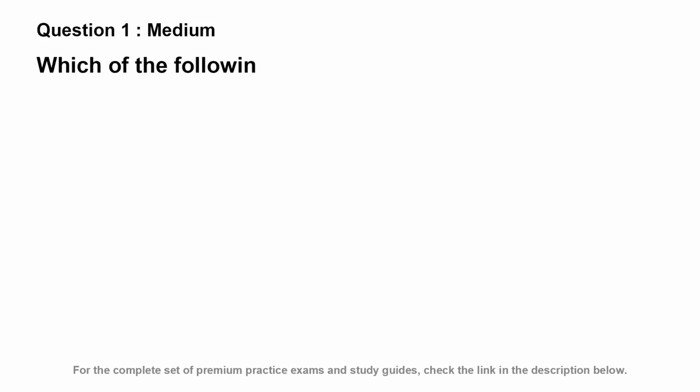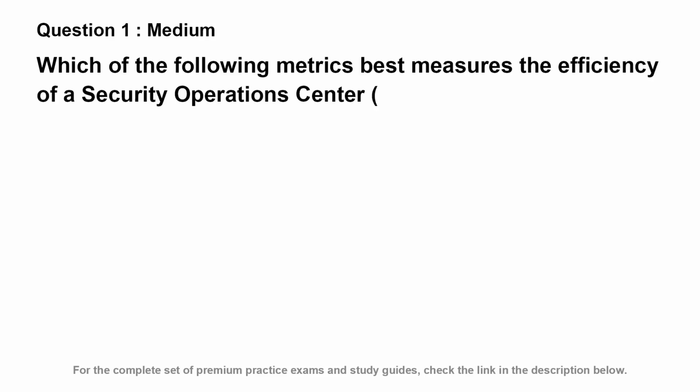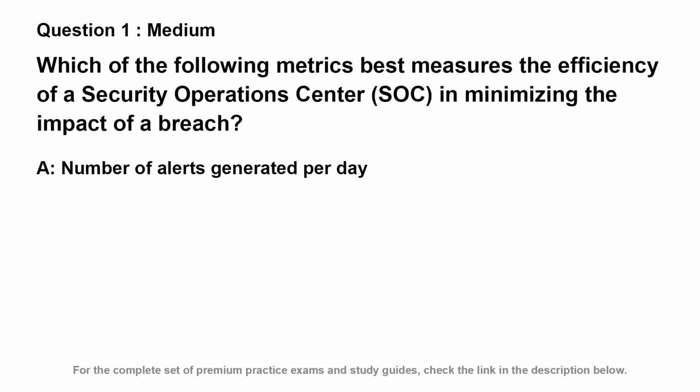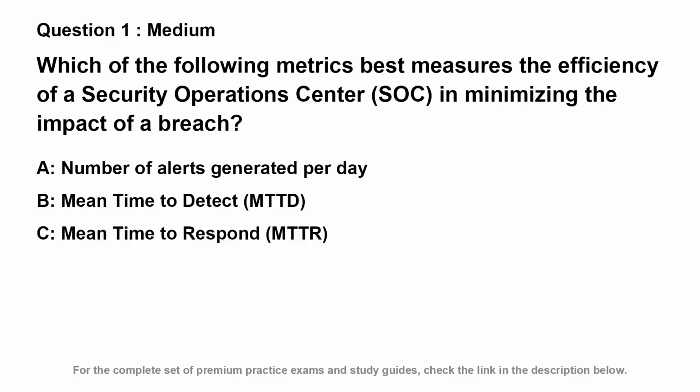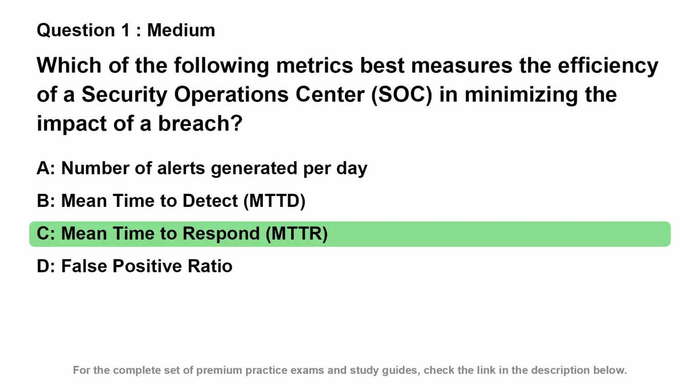Which of the following metrics best measures the efficiency of a Security Operations Center, SOC, in minimizing the impact of a breach? Option A, number of alerts generated per day. Option B, mean time to detect, MTTD. Option C, mean time to respond, MTTR. Option D, false positive ratio. The correct answer is C.